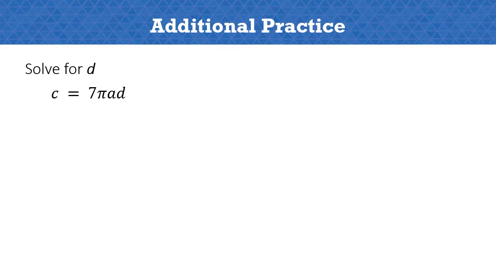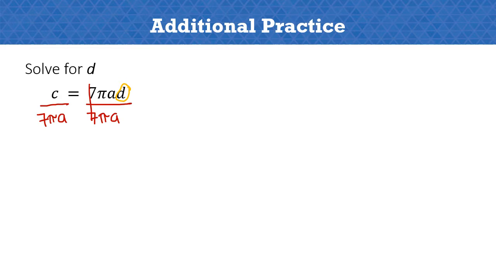So let's look at another example. This is just like quiz question number 1. So we need to solve for d. We have c is equal to 7 times pi times a times d. We need to get the d by itself. That's our ultimate goal. So we look at what's being done to the d. We're multiplying by 7, pi, and a. So if we divide by 7, pi, and a, whatever we do to one side, we have to do to the other.